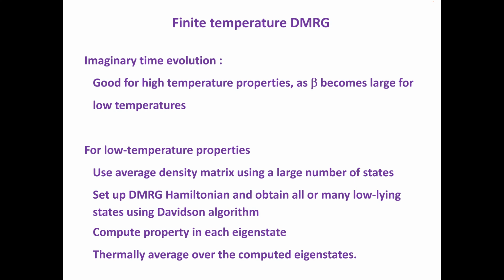But for low temperatures, it's better to use an average density matrix and use a large number of states. For example, I can use an average density matrix using, say, 30 or 40 eigenstates. Then I can construct the density matrix and the Hamiltonian matrix. If the number of density matrix eigenvectors is small, like I keep only about 50 or 100, then my matrix is only about a few thousand. So I can get the full eigenspectrum of that matrix. Once I get those eigenvalues and eigenvectors, I can compute the property in each eigenstate and thermally average it. And once you do that, you get the thermal properties.